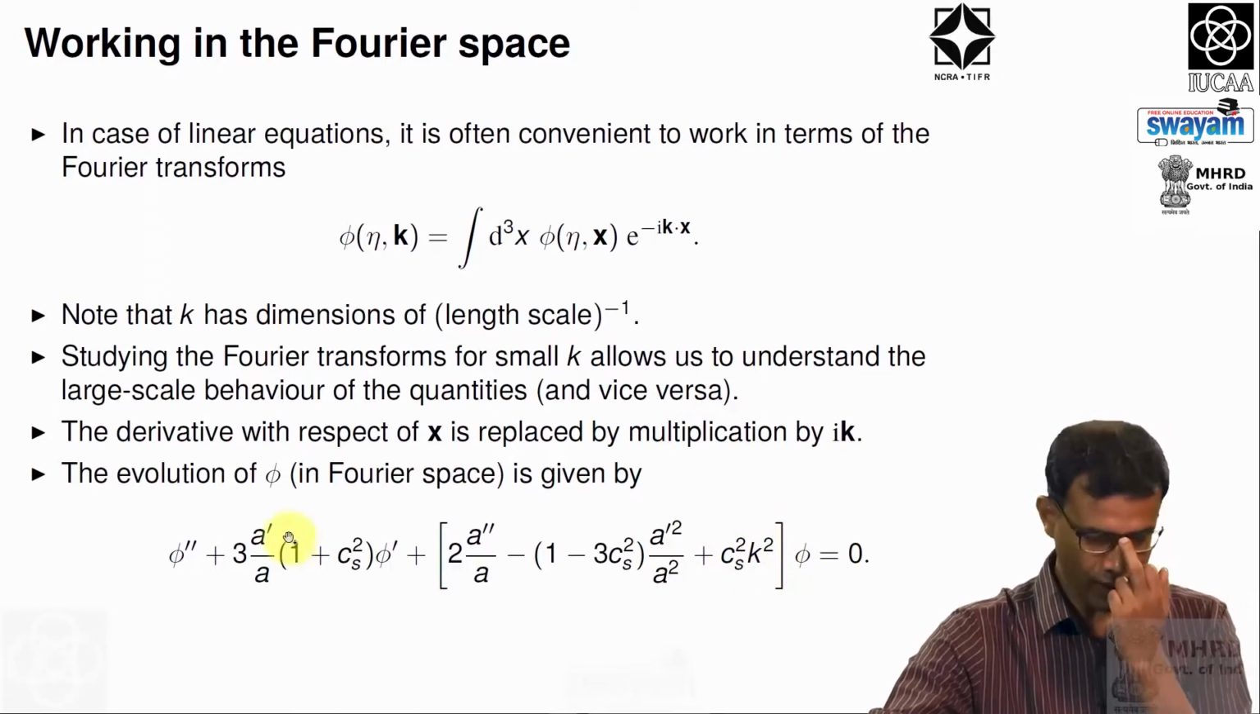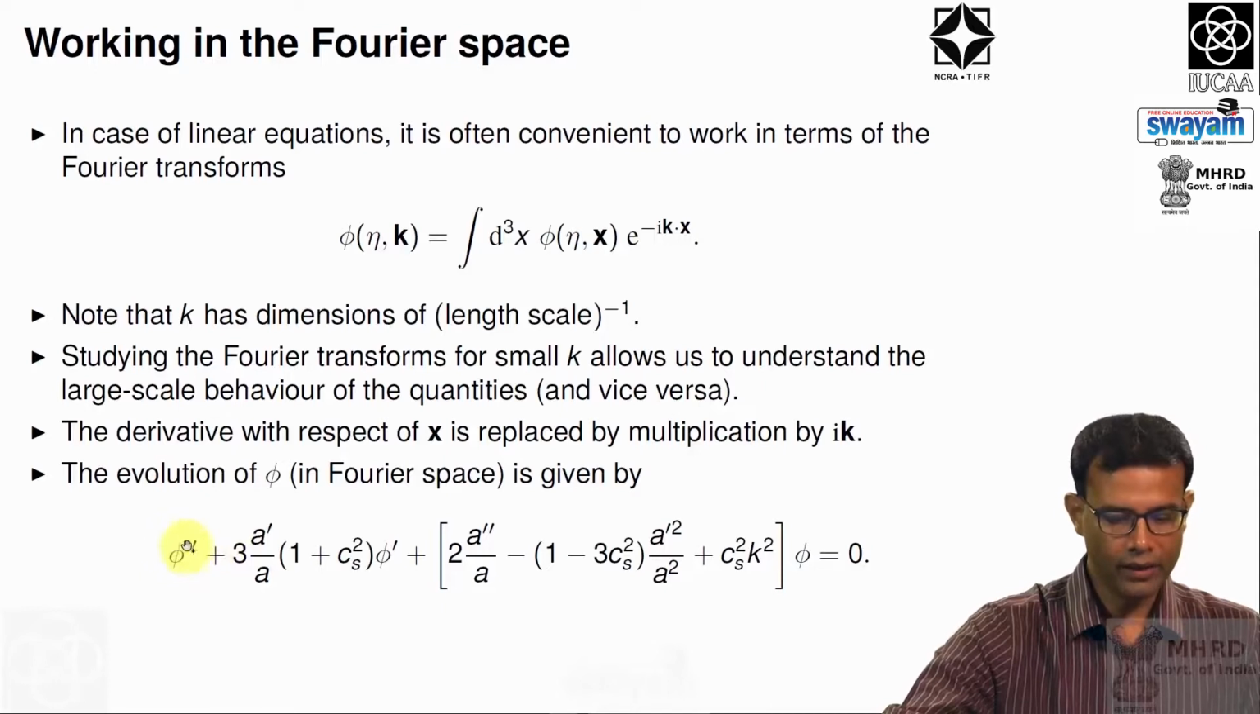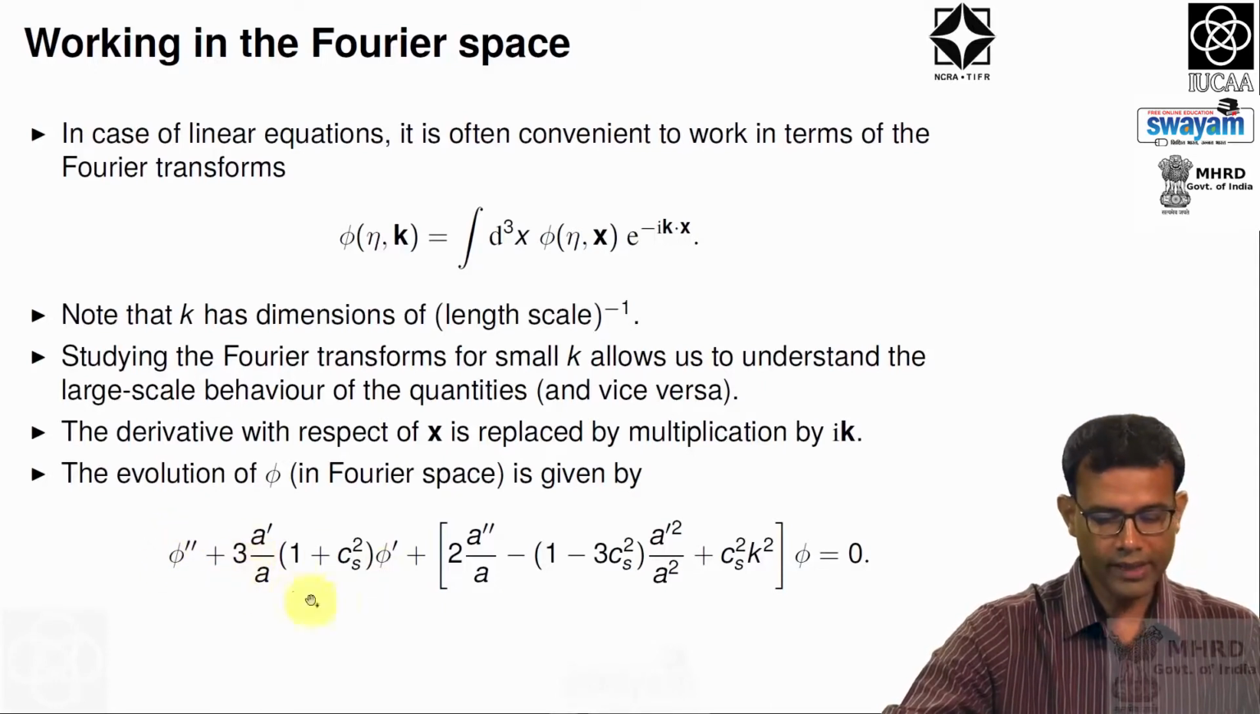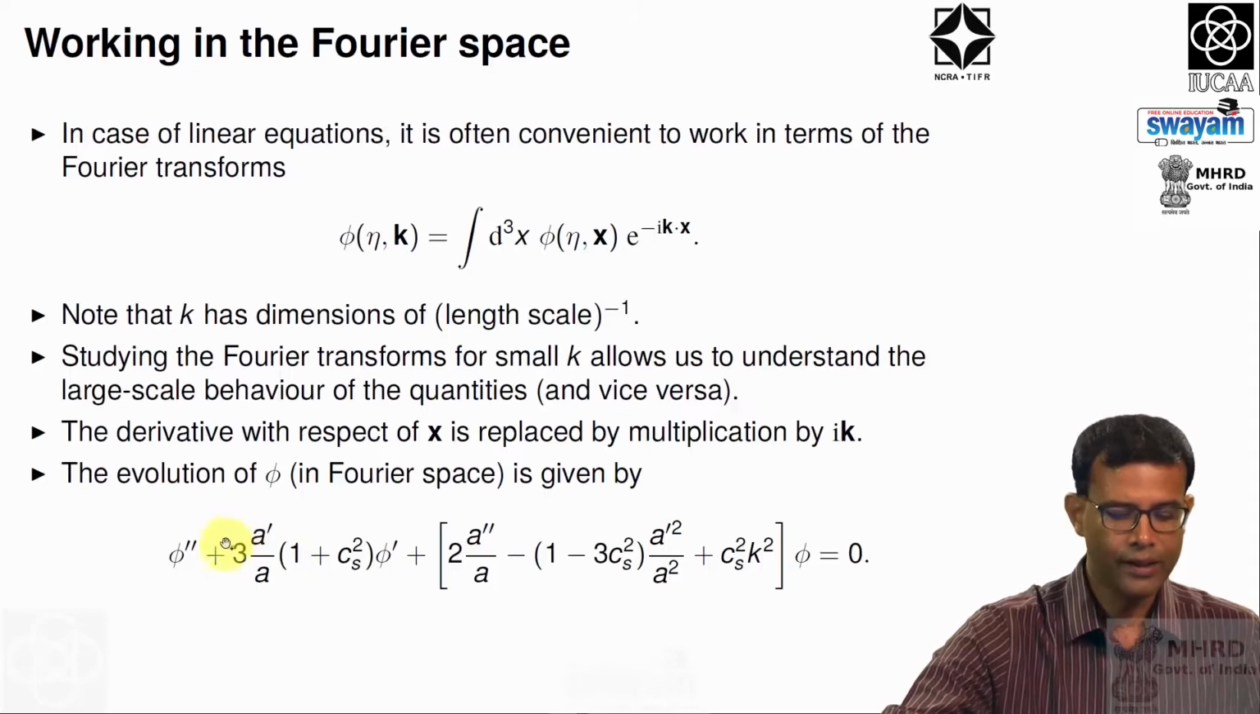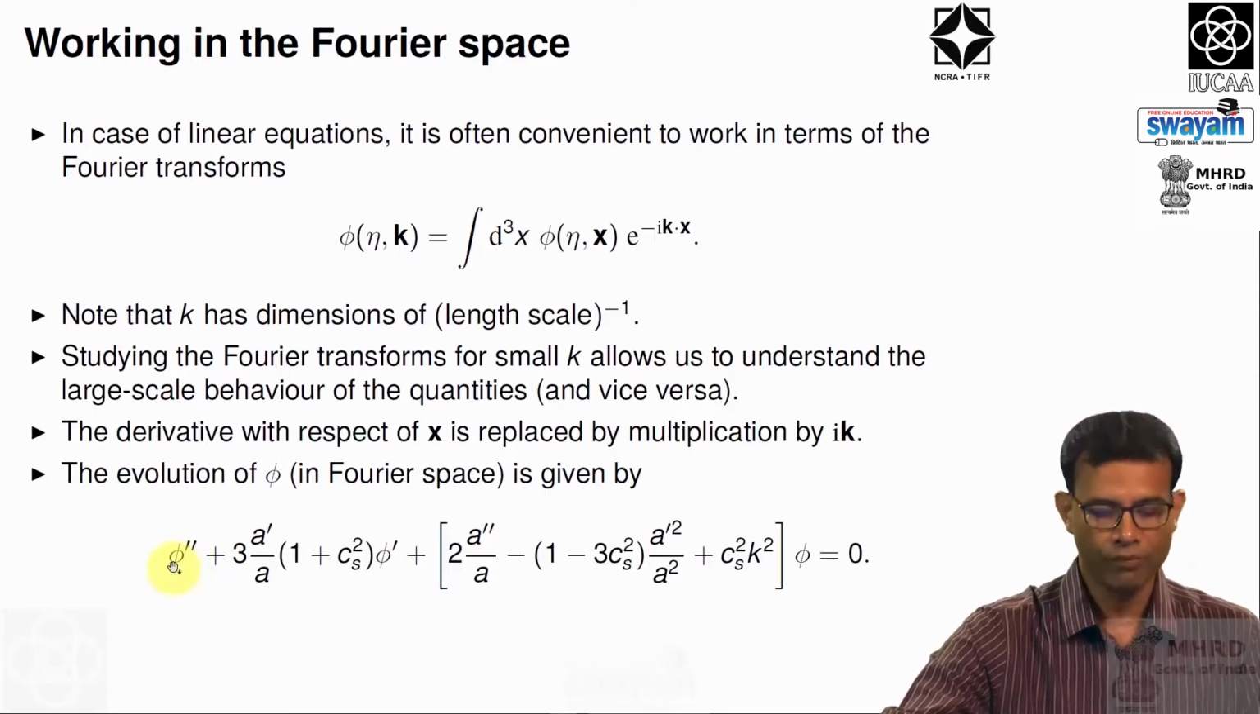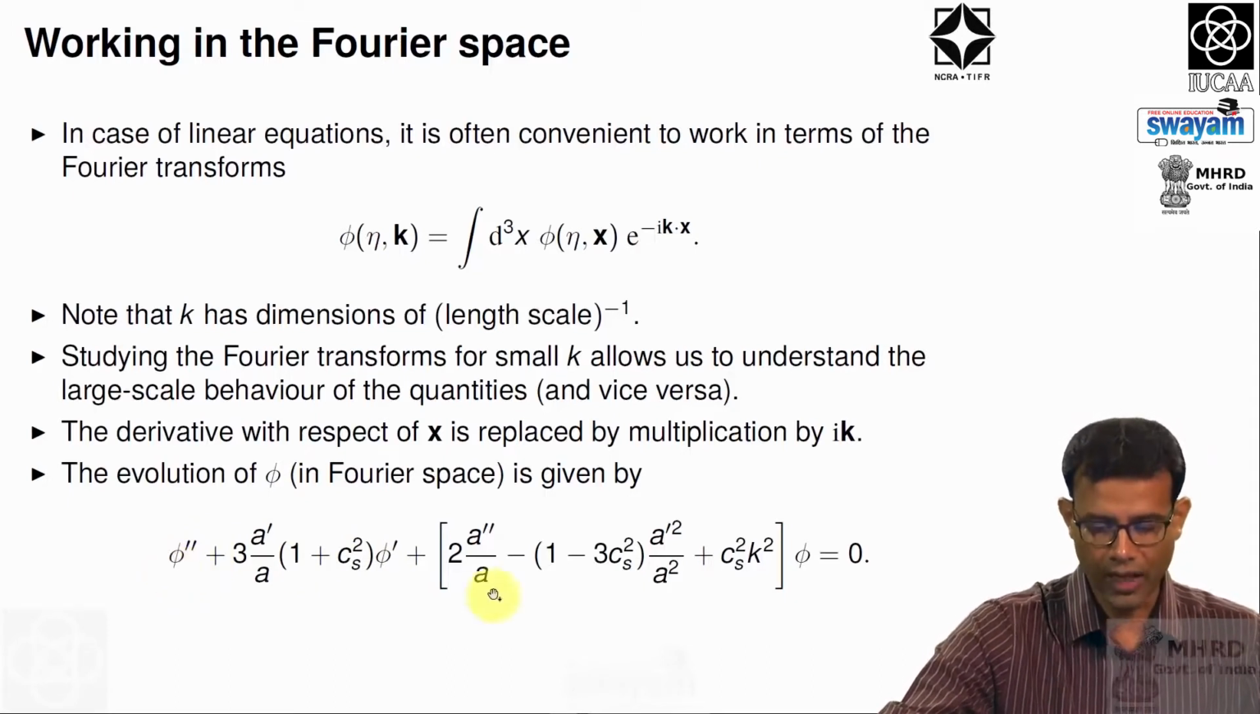Now, this equation, as you can see, has a second derivative with respect to conformal time. Then there is this term which is proportional to the first derivative, and that is essentially driven by the expansion. This a prime by a denotes the expansion of the universe. So, that looks like a damping term. If this term was not there, it would be easier to grow this phi as a function of time.